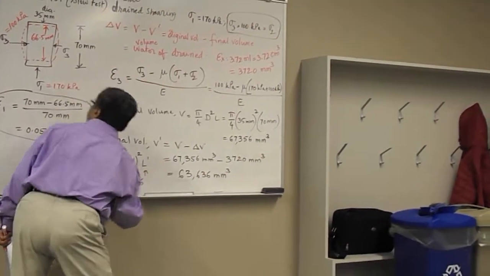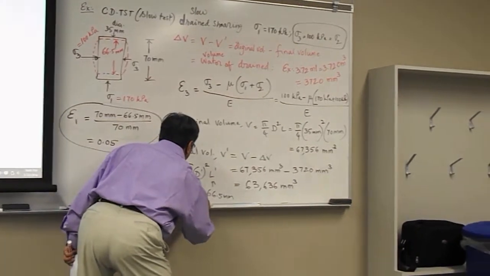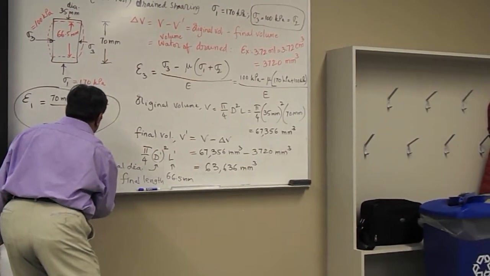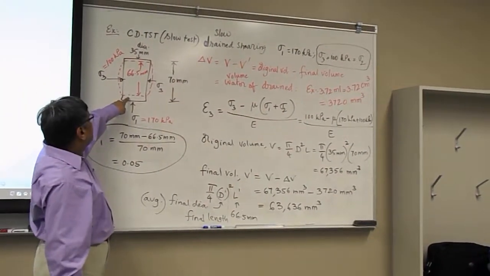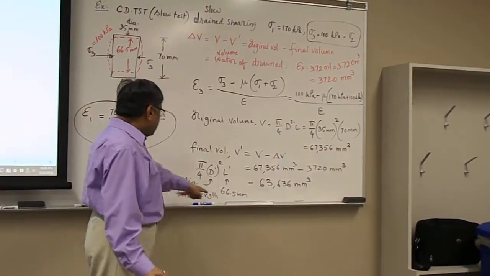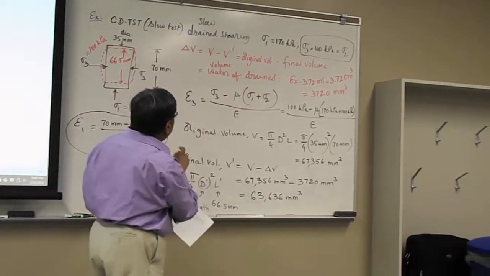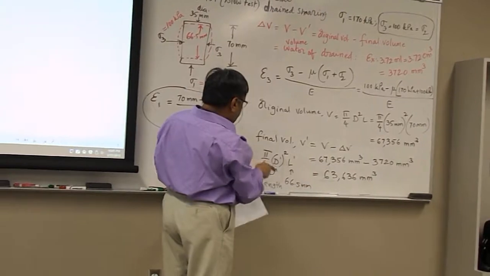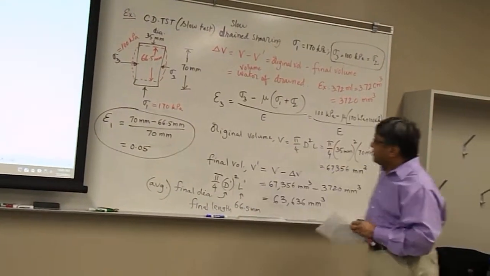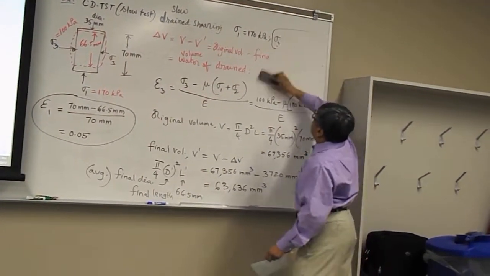We know this L prime as 66.5 millimeters. This is the final length. And the final diameter is this. This is average, you can say, because the sample is attached to the bottom cap and top cap, so it bulges like that. So we can use this final volume and this length to get this d prime, and use that d prime in this equation to calculate this epsilon 3, because we know the original diameter 35 millimeters, and then solve for E, because we have epsilon 1. Also we can write one more equation. So I will erase a little bit here and write that.